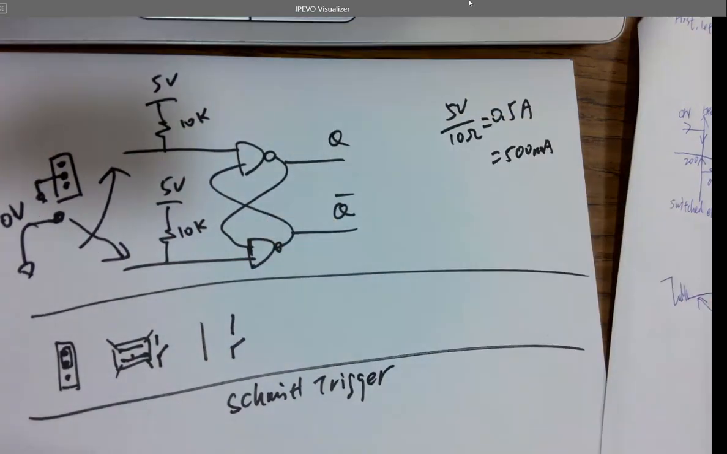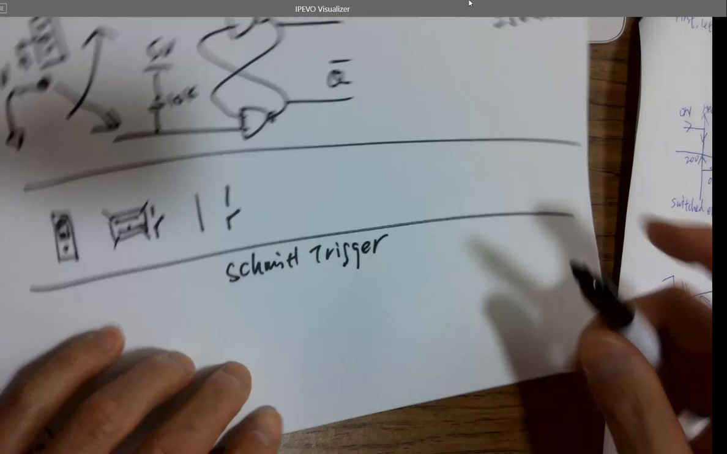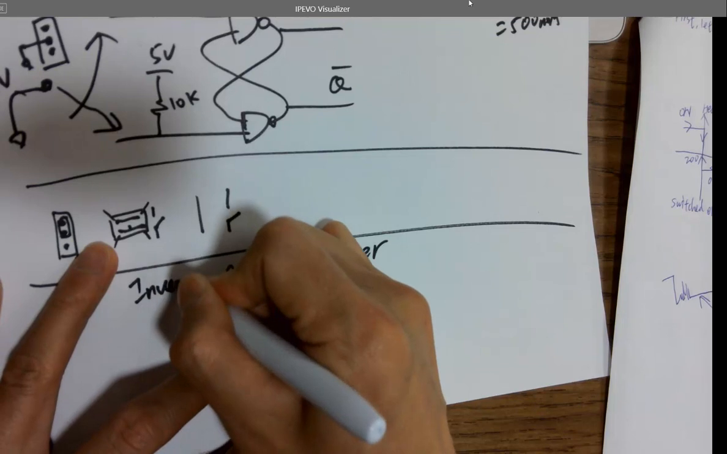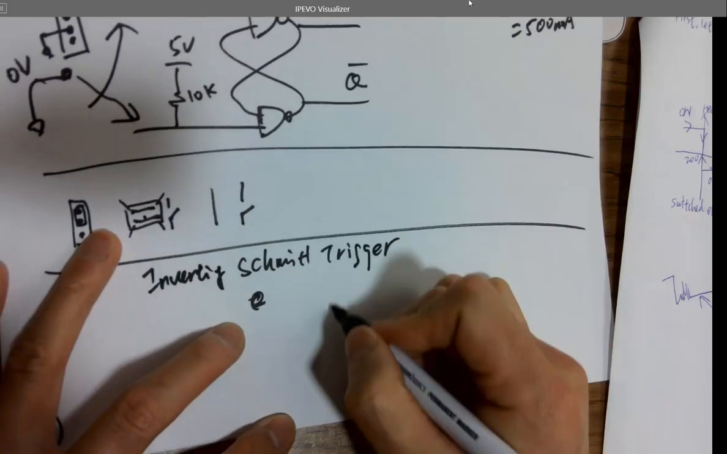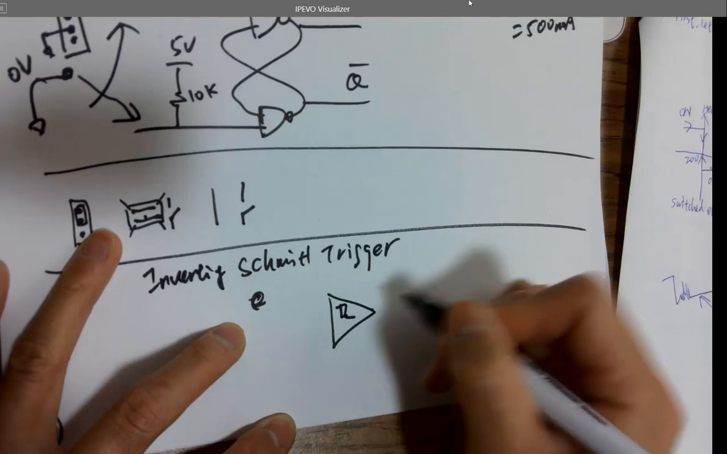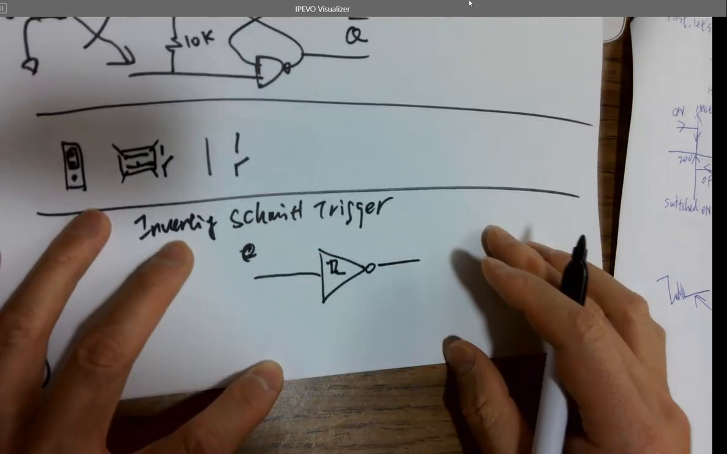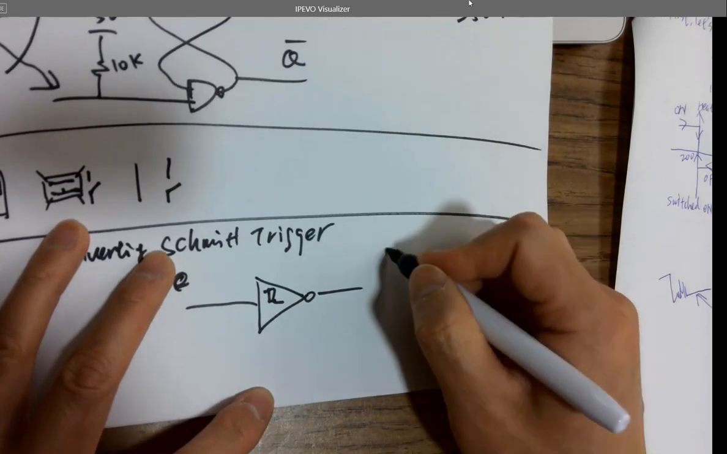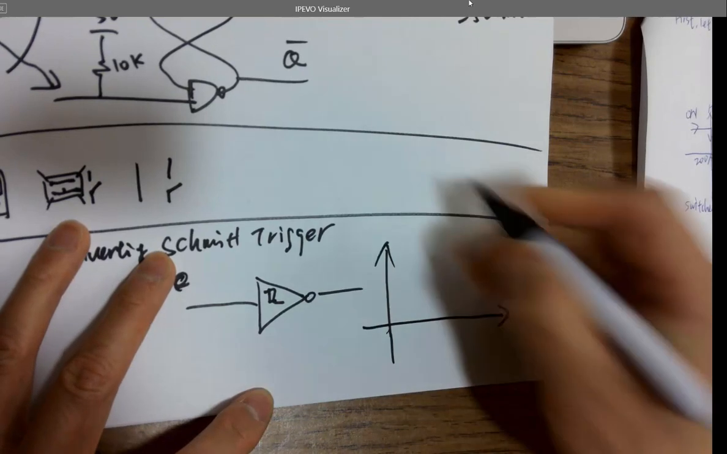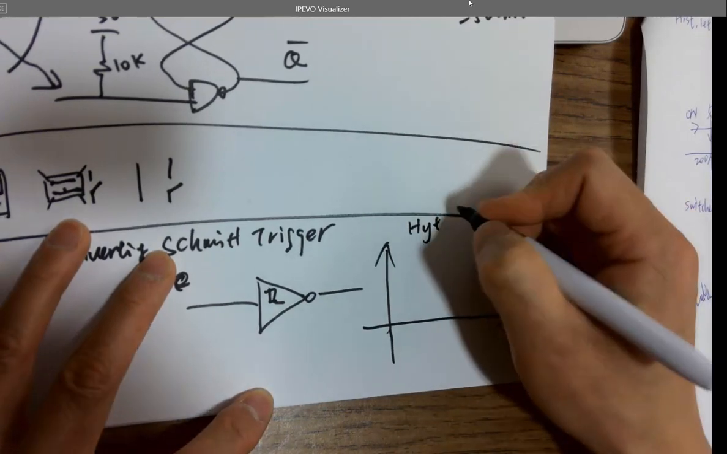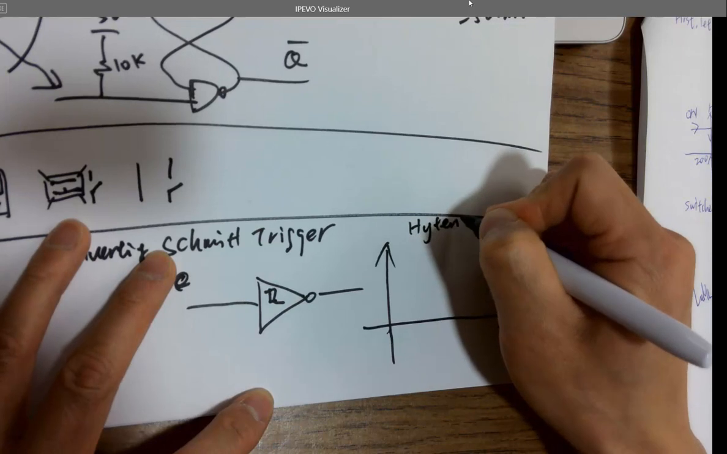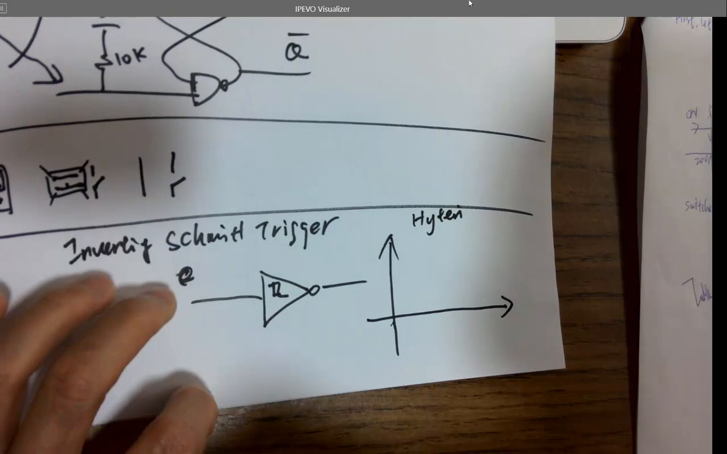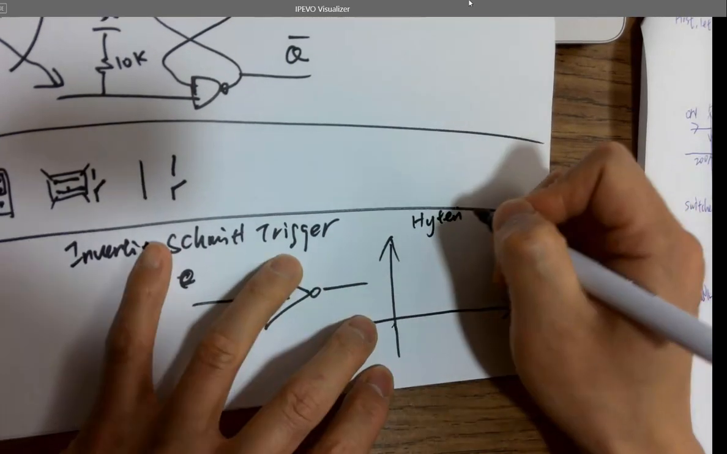Okay, but for the Schmidt trigger, it's very similar. There's a component called inverting Schmidt trigger. So the symbol looks like this. It's just two terminals. What this one does is, it has a hysteresis. Hysteresis. Can I spell it? Hysteresis.